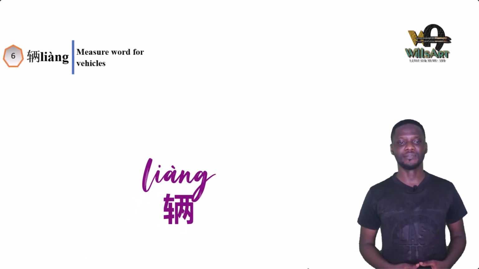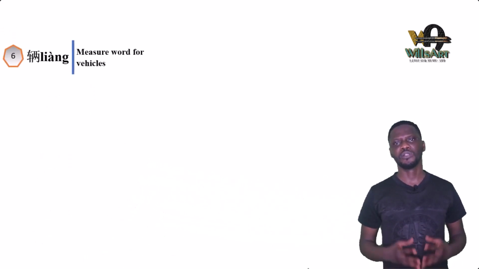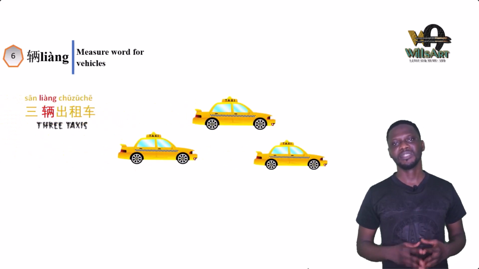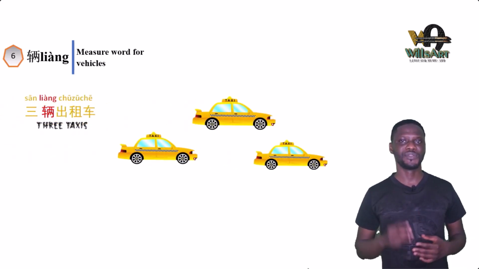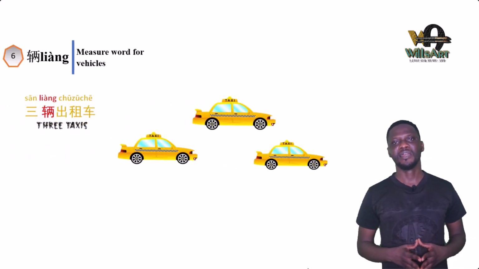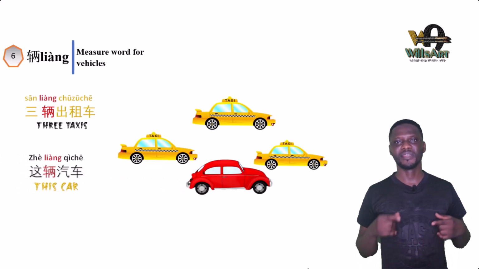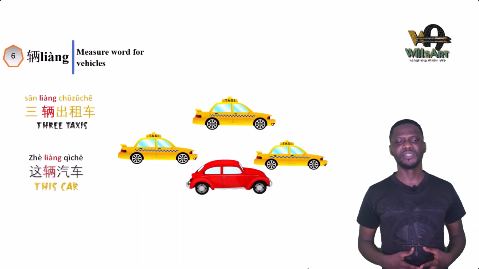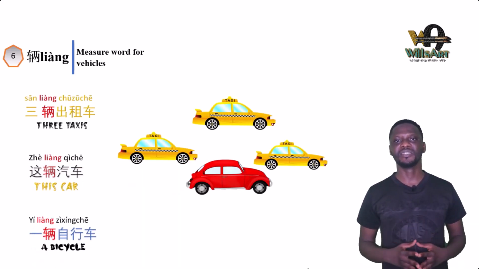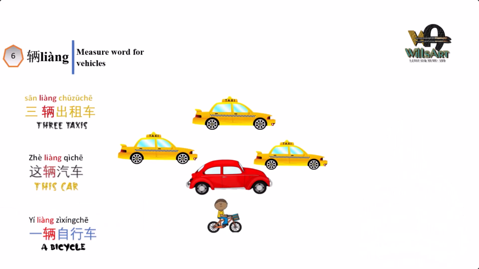The sixth measure word we're looking at is liàng. Liàng is a measure word for vehicles. For example, you can say something like 三辆出租车, which means 3 taxis. And you can have something like 这辆汽车, which means this car. Or you can say 一辆自行车, which means a bicycle.